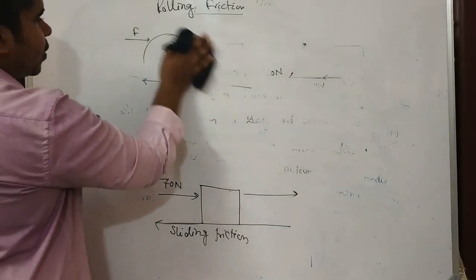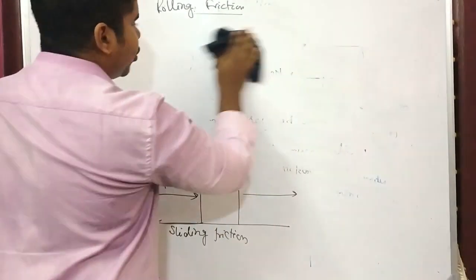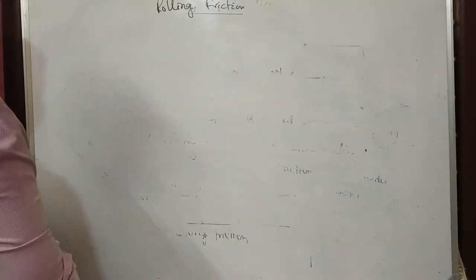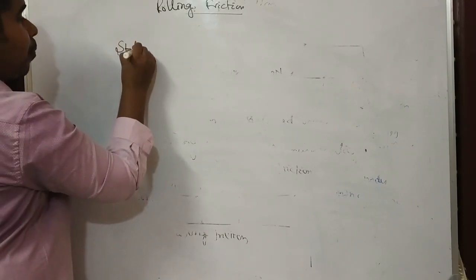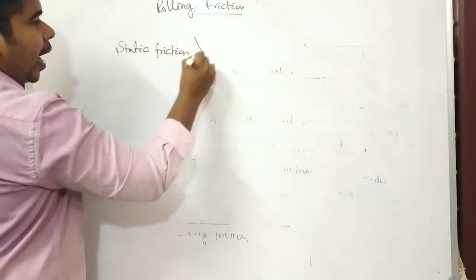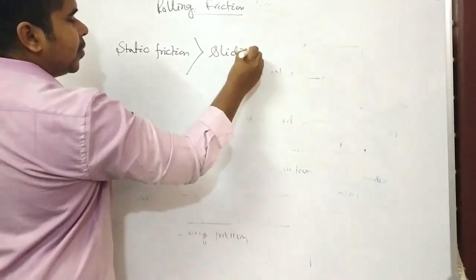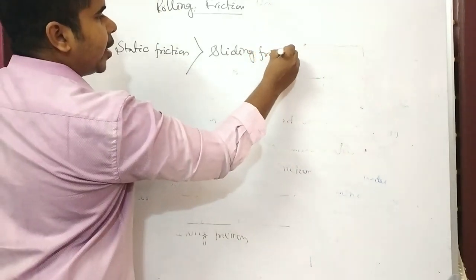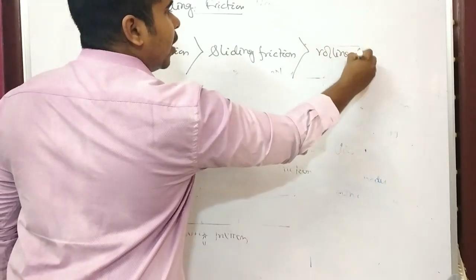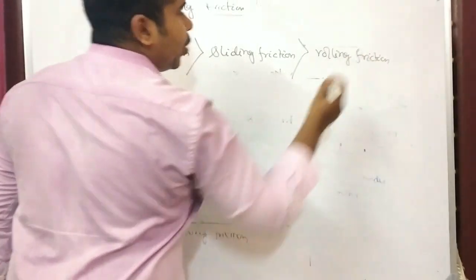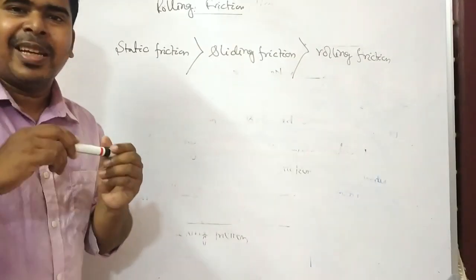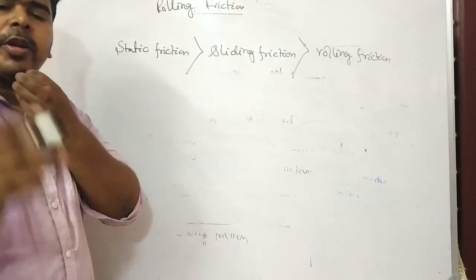Now out of these three, which one is larger? Definitely, whenever we are talking about it, static friction is maximum, and sliding friction is less than the static friction, and rolling friction is the least. And that's why whenever we want to move an object over a surface, we prefer to roll it rather than slide it. I am giving you an example.